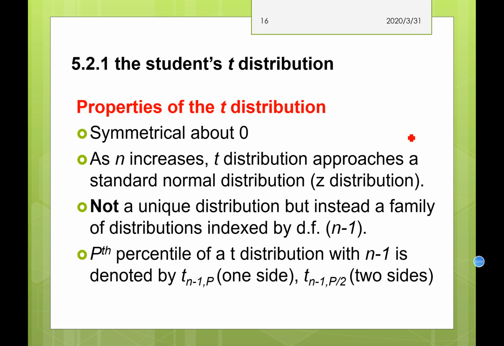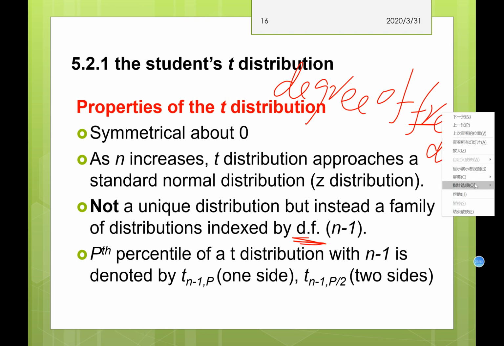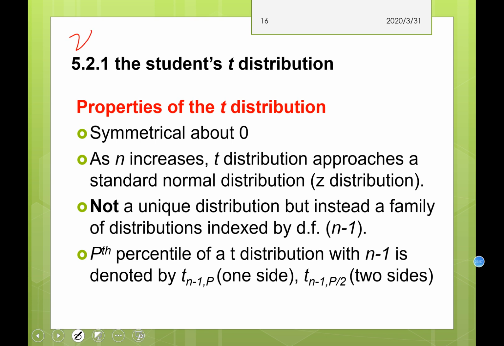And next one, in mathematics, we will find that there is not only one curve for the t-distribution. That means the t-distribution is not a unique distribution, but instead a family of distributions indexed by df. So what's the meaning of df? That is degree of freedom. Most often we use this Greek character to represent the degree of freedom, that is df.